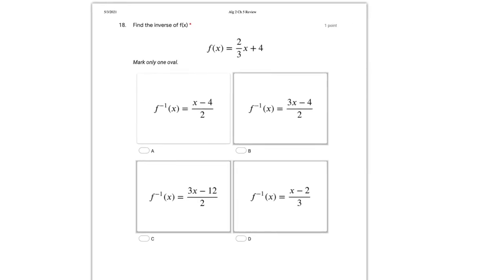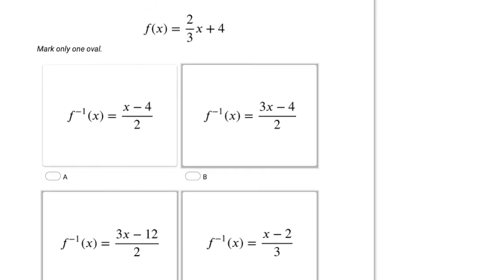Number 12, the inverse problems. We've done a bunch of these. Let's find it here. Remember, change the function notation to y. Here comes the flip-flop. So where there's an x, I put a y, and where there's a y, I put an x. I should have put those in a different color to show you that I've moved them. Now we have to solve for y, so I'm going to subtract this 4 first. I'll have x minus 4 equals 2/3 times y.